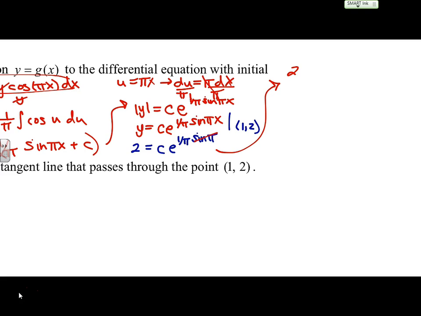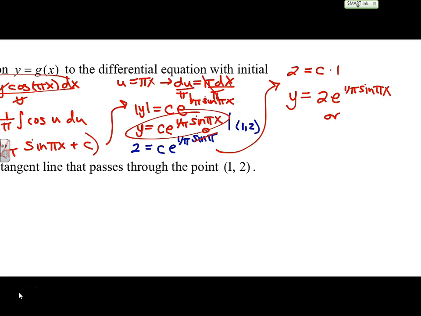Since I know what sine of pi is, sine of pi is equal to 0. 0 times anything is 0. E to the 0 is 1. Oh my goodness, c is equal to 2. Then I can go ahead and plug and chug right back into my expression that I had a second ago, now knowing that c is 2. E to the 1 over pi sine of pi x.